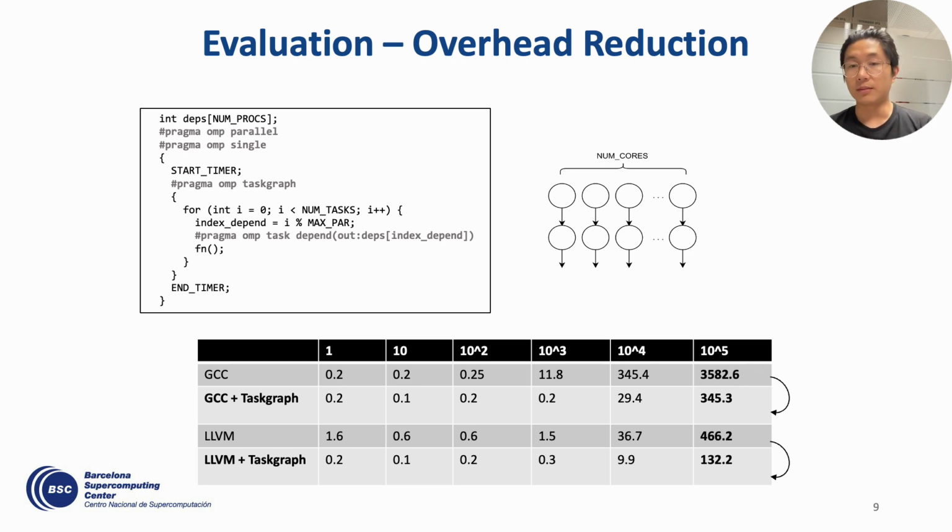For the LLVM compiler, we managed to reduce the execution time from 460 milliseconds to 130 milliseconds. Still, the performance gain is large, but not as good as for the GCC compiler. This is because in the GCC compiler, all the tasks are scheduled in a centralized queue, which causes a large overhead from contention to access this queue. The detail is not given here, but I think it's fairly simple to find more about this in the literature.